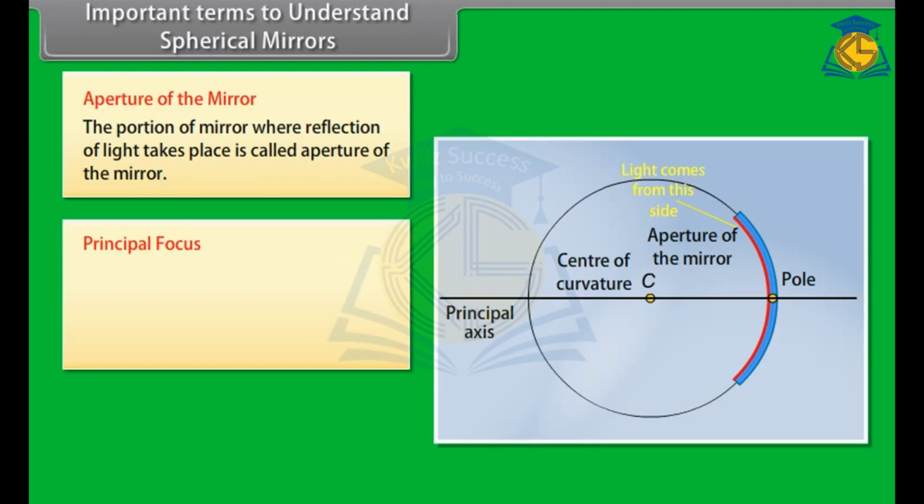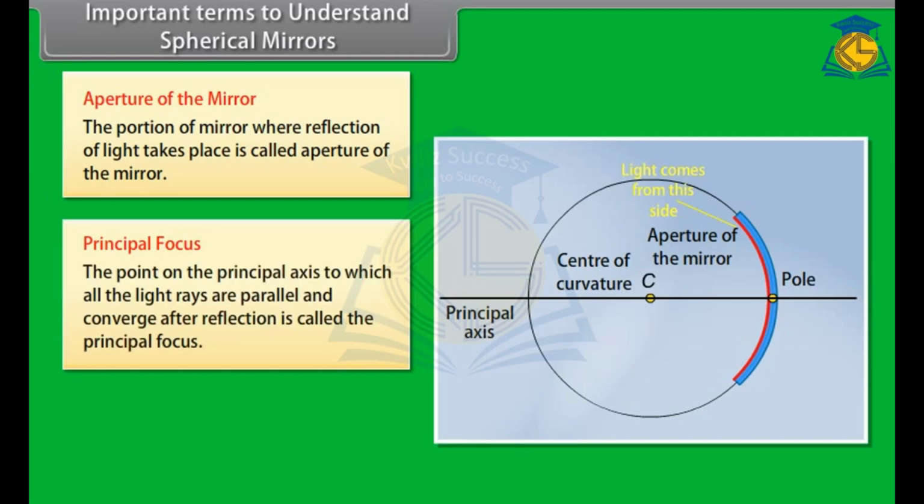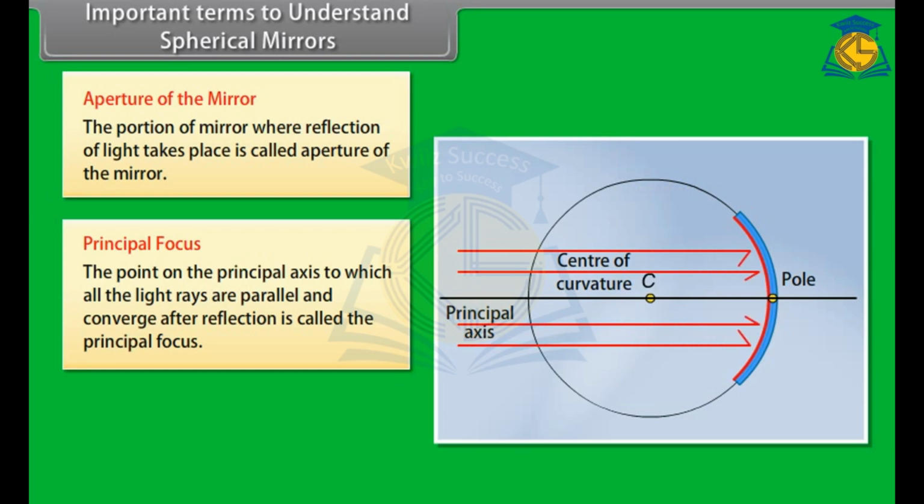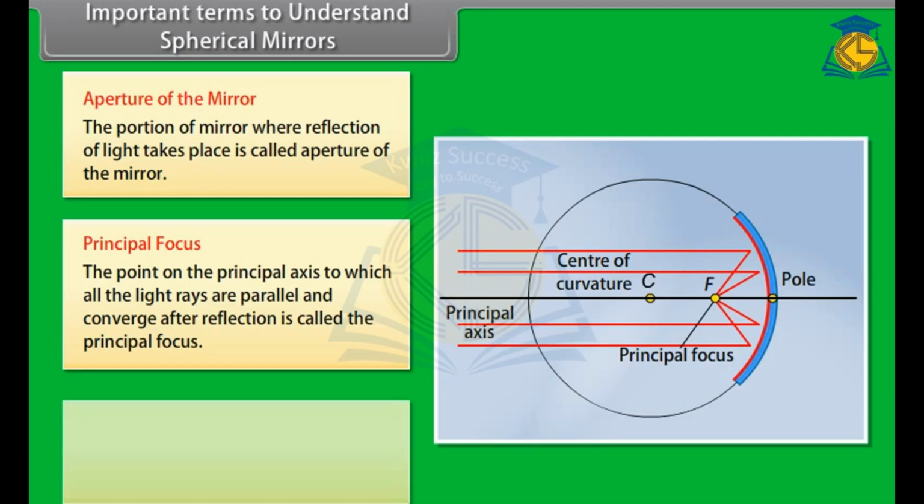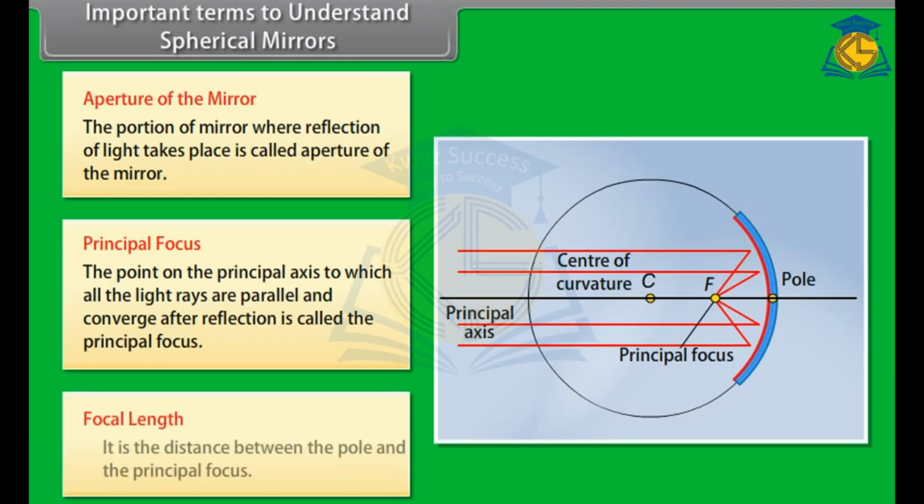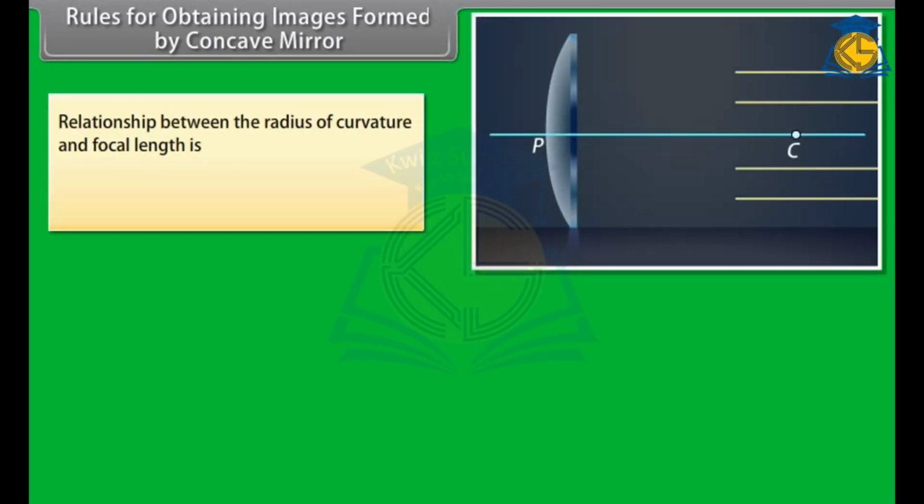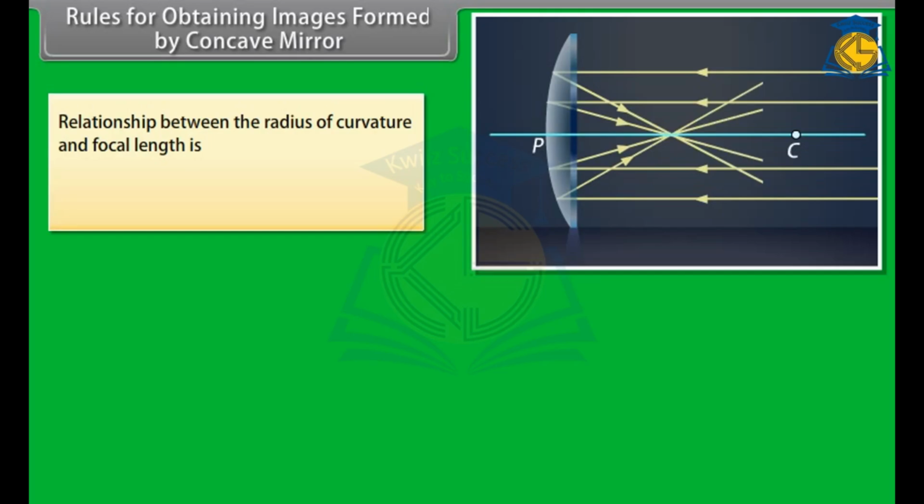Principal focus: the point on the principal axis to which all light rays parallel to the axis converge after reflection is called the principal focus. Focal length: it is the distance between the pole and the principal focus. Rules for obtaining images formed by concave mirrors. The relationship between the radius of curvature and focal length is f equals R upon 2.